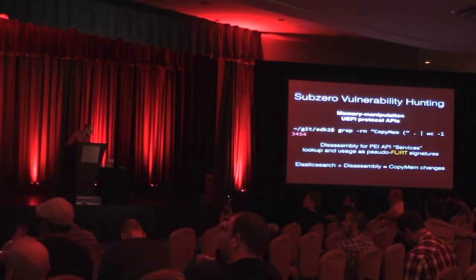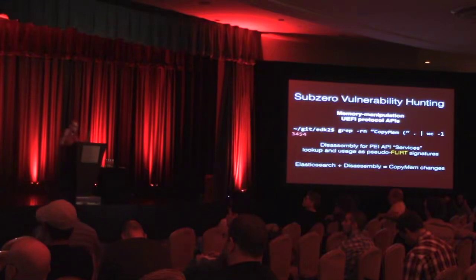And that's pretty easy to do in Sub-Zero. We have Elasticsearch on the back end. We have all the disassembly in text form. So just searching for the FLIRT signature across all updates is like a 40-second operation.